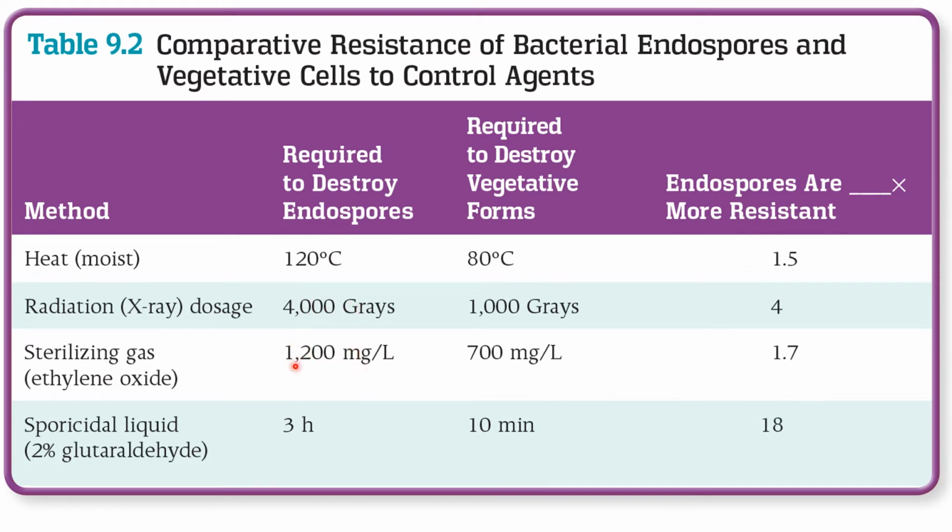You would have to use a higher dosage of that sterilizing gas to kill the endospore. You would have to expose the endospore, for example, to that harsh chemical for a longer time. See how right here you have to leave that chemical on the endospore for 3 hours compared to only 10 minutes if you want to kill the vegetative form. So in this case, the endospore is 18 times more resistant. Again, this table shows how much more resistant endospores are compared to the vegetative form of the bacteria.